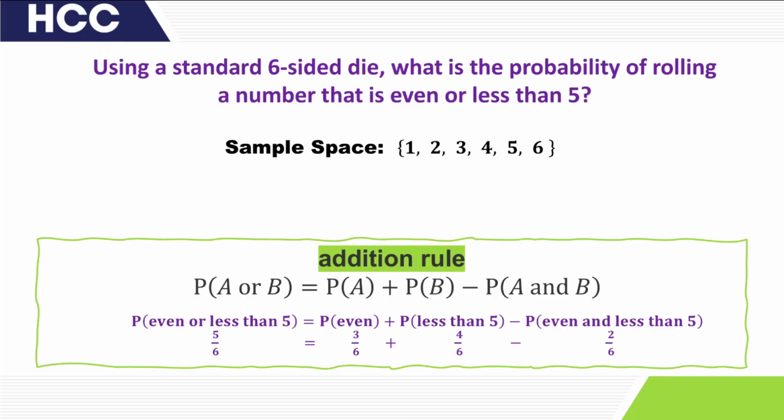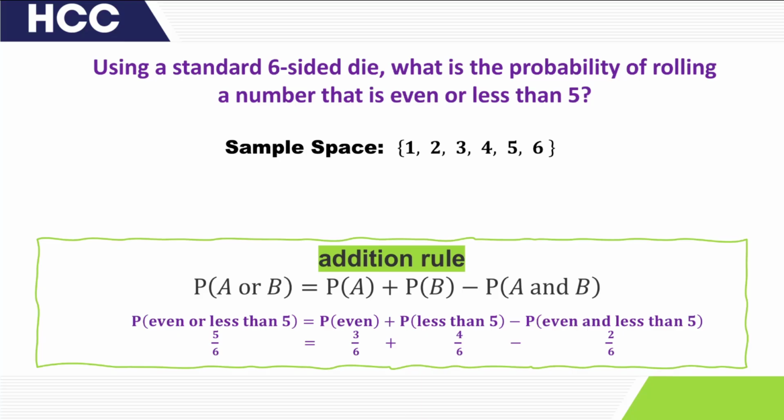Sometimes we ask more complicated questions when dealing with probability. Sometimes we combine some events, like in this example. We're asking, what is the probability of rolling a number that is even or less than 5? Individually, those are separate events. So how do we compute the probability of this combination of these two events? To do this, we're going to turn to the addition rule.